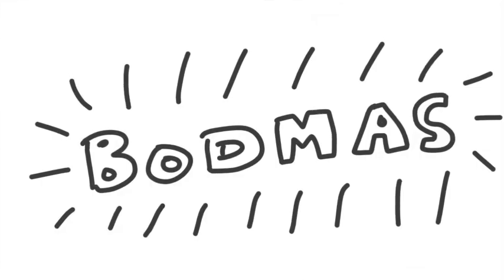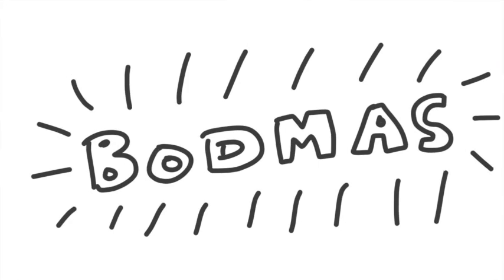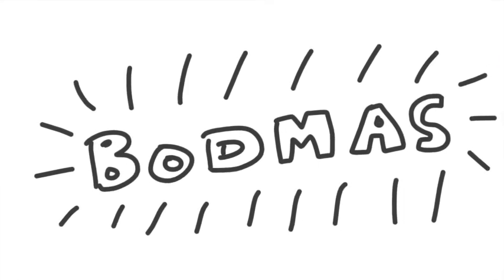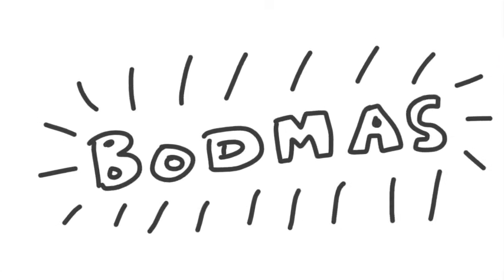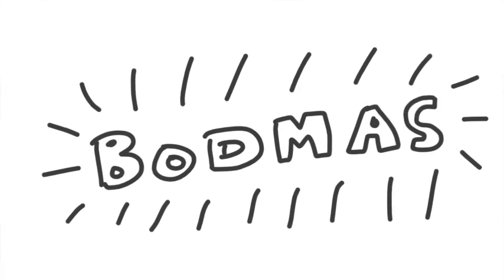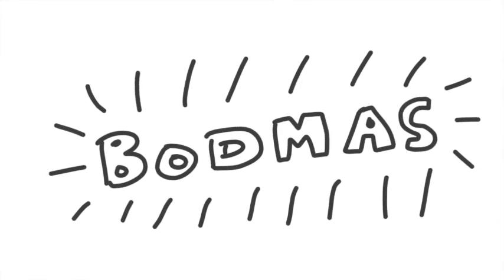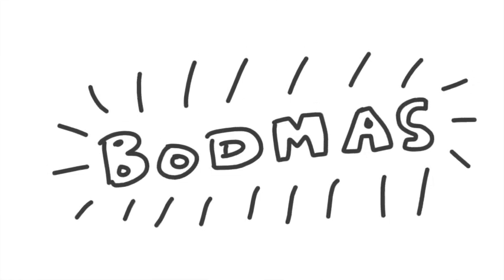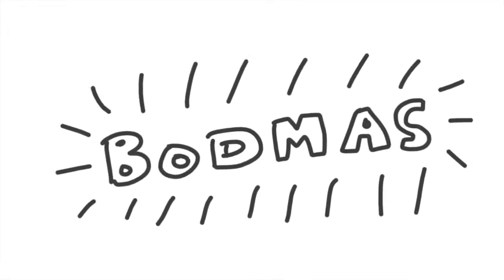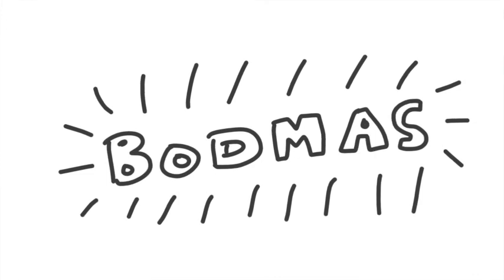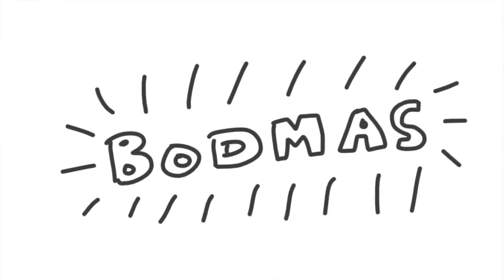Right. We can control the order of calculations, so which part of the sum gets done first, by using brackets and following BODMAS, which you'd have come across within your maths lessons. So do brackets first, then powers and indices, then division, then multiplication, addition, and finally subtraction.